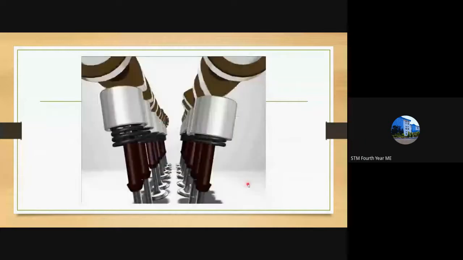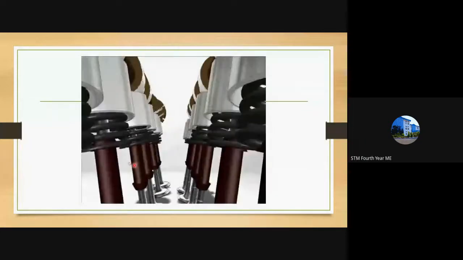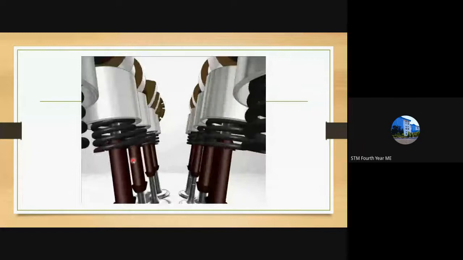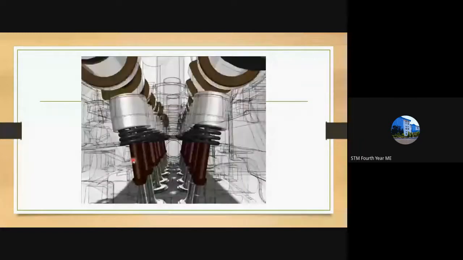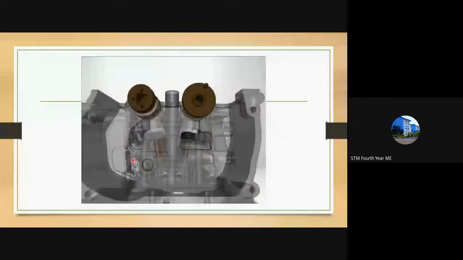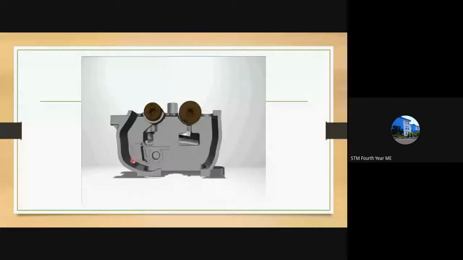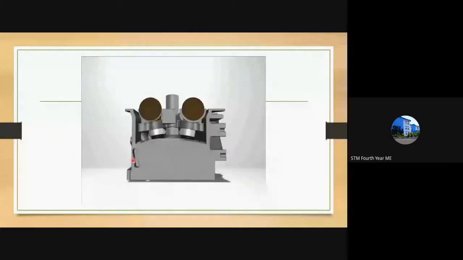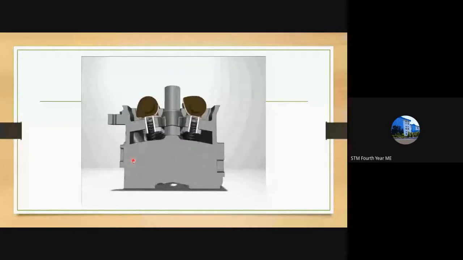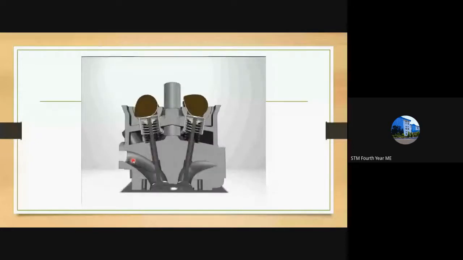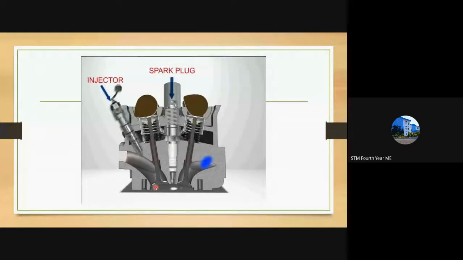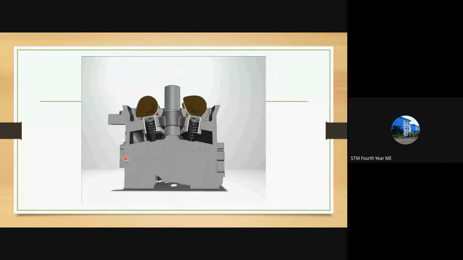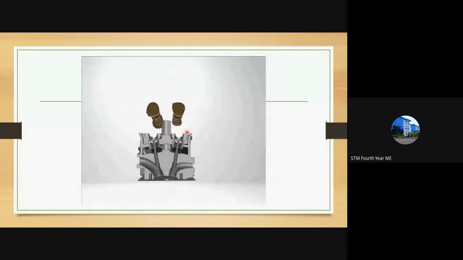Okay, these are the valves arranged, and there is a spring provided there for returning the valve to its prior position. The inlet valve opens only during the suction stroke, and the exhaust valve opens during the exhaust stroke. Here you can see this is the inlet valve. So fuel and air enter the cylinder through the inlet valve and exit through the exhaust valve.